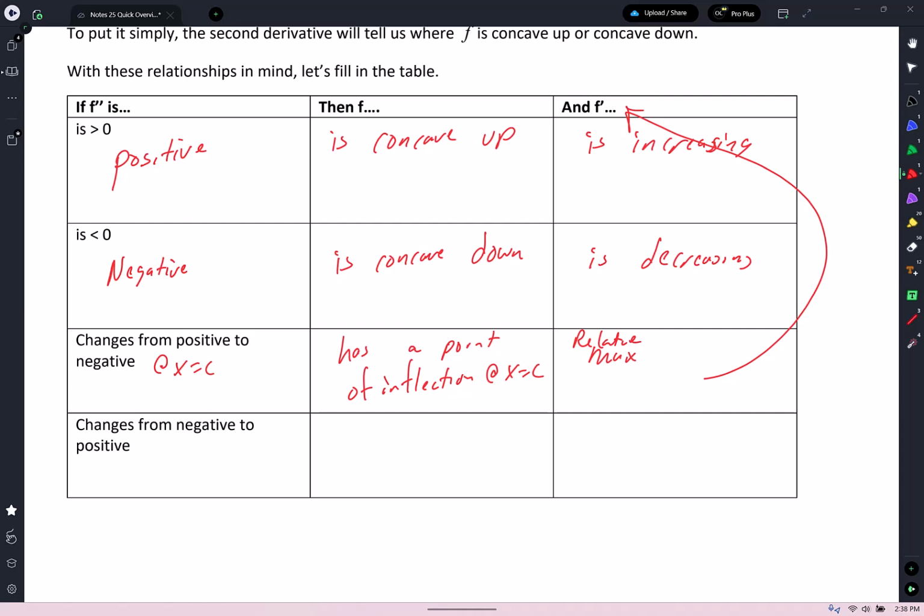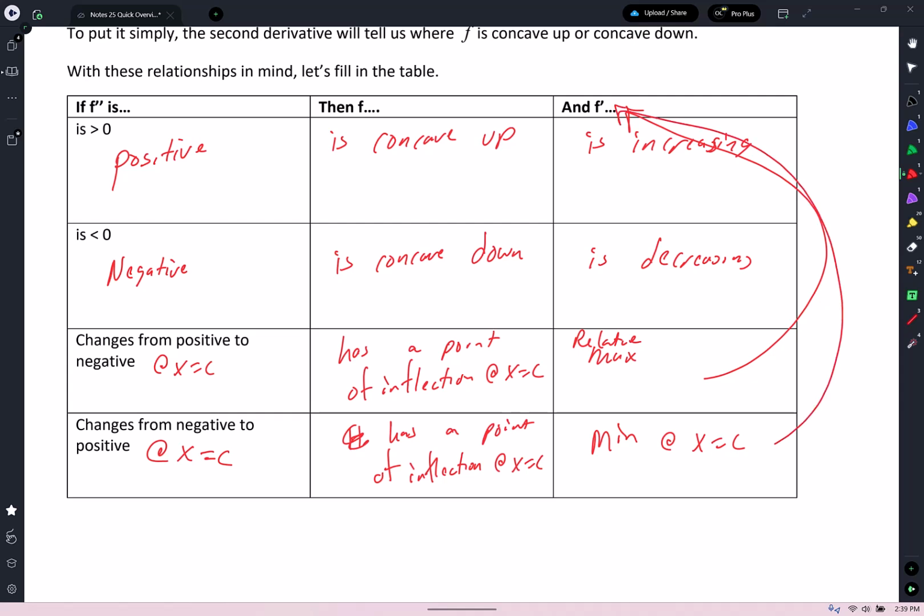If the second derivative changes from negative to positive at x equals c, then again f has a point of inflection at x equals c. What does it mean about f prime? It has a min at x equals c. For f prime, guys, make sure you understand it's an extremum on f prime, not an extremum on f.